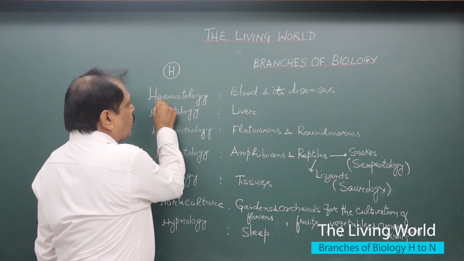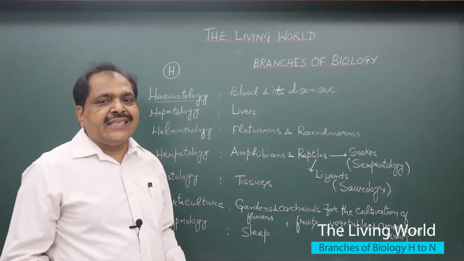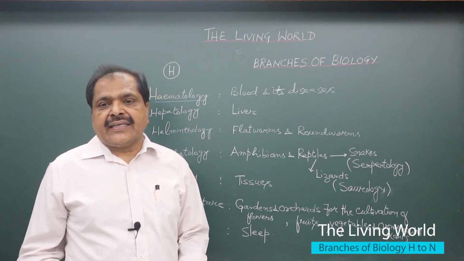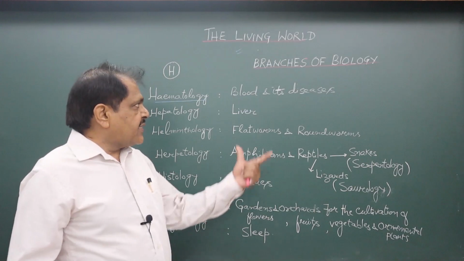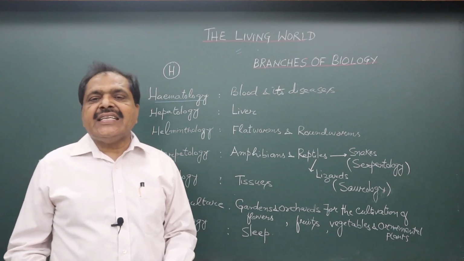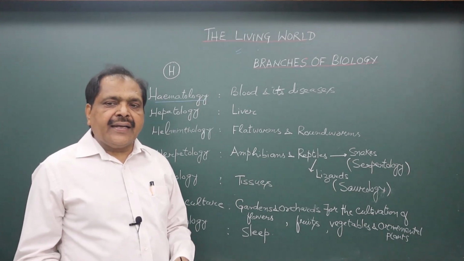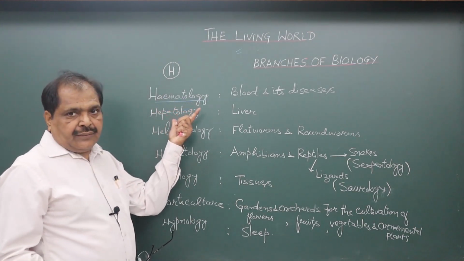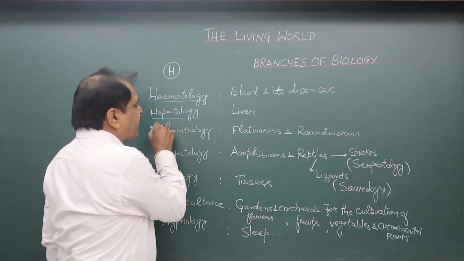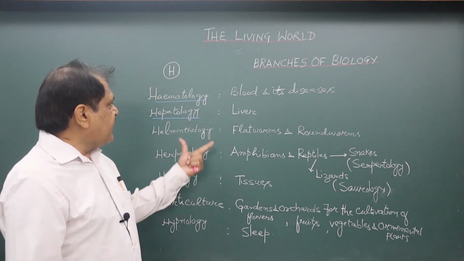Number 1, hematology. It is the study of blood and its diseases. Blood is a mobile connective tissue. It is a false connective tissue. The study of the blood and the related diseases are studied under the branch called hematology. Next is hepatology. Hepatic word is always associated with liver. It is the study of liver.